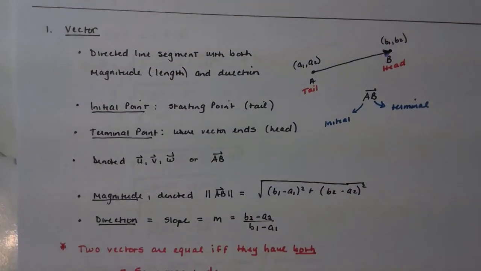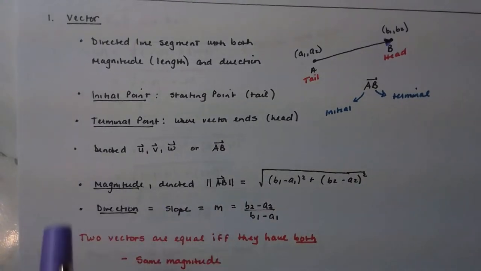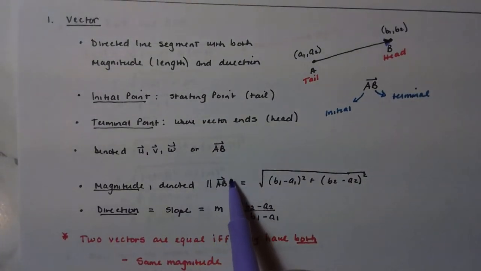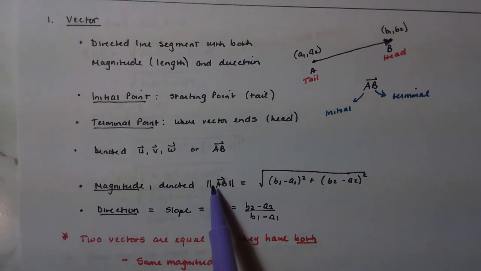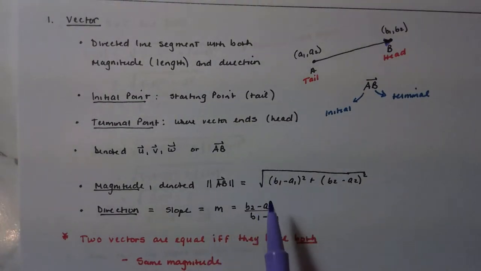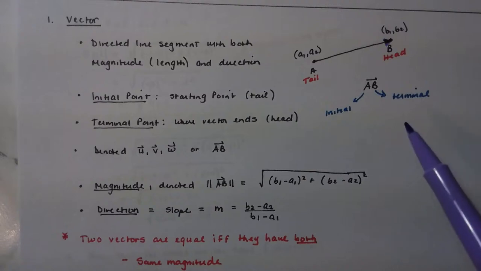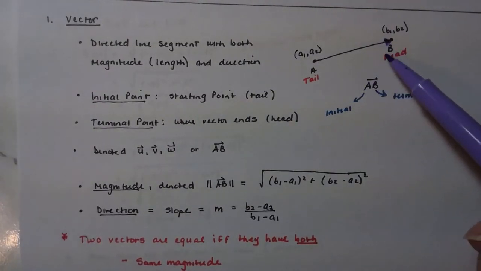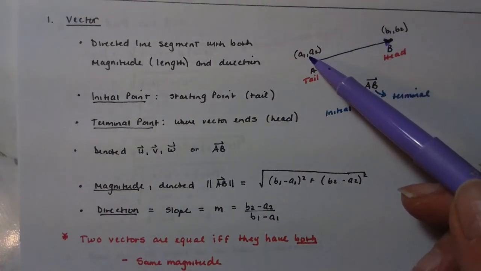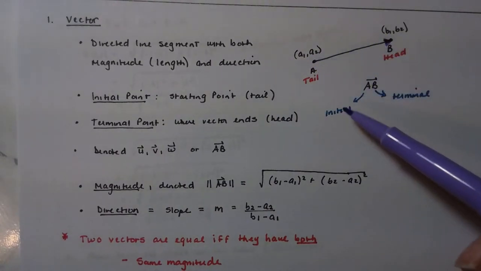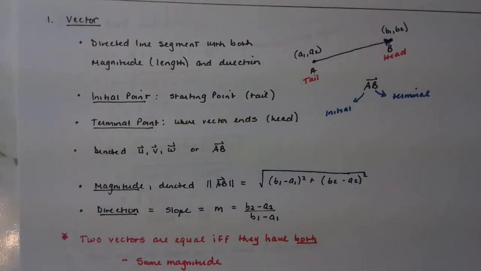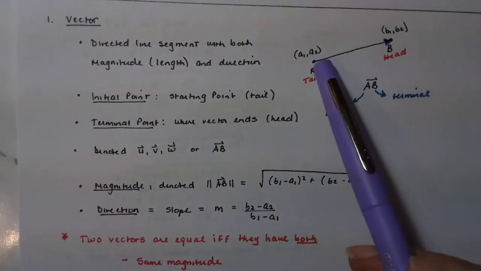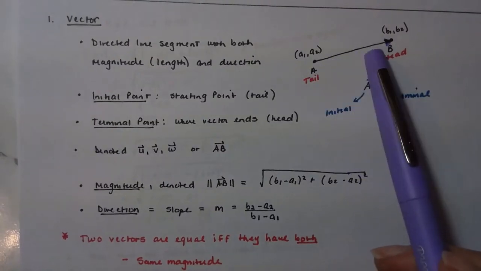Now the length, or the magnitude, of a vector is denoted with double bars. You put your named vector inside and enclose it with those double bars. It's just the distance formula. If I wanted to find the distance between this point and this point, it's the square root of b sub 1 minus a sub 1 quantity squared plus b sub 2 minus a sub 2 quantity squared, and I can find the length of the vector. And to find the direction of the vector, that's just the slope of this line, or this part of a line, which we're calling a vector.